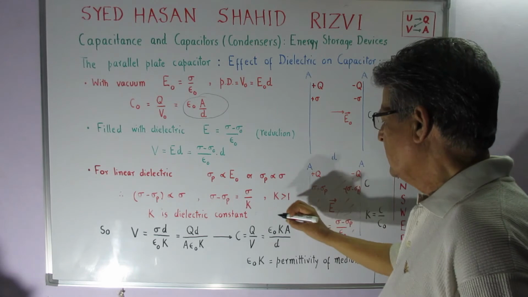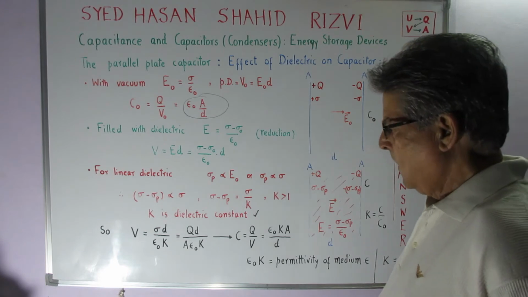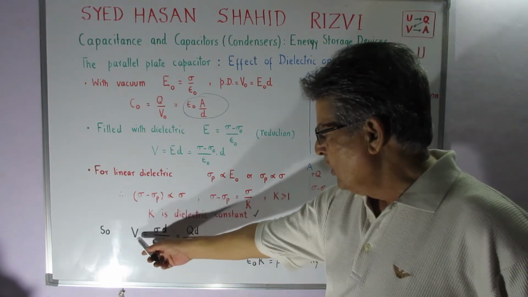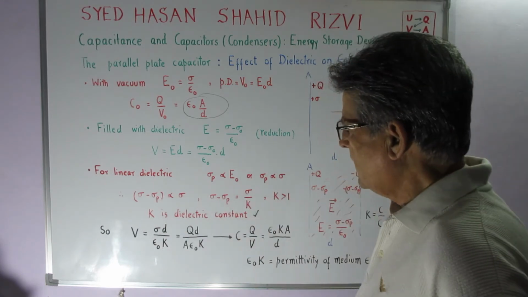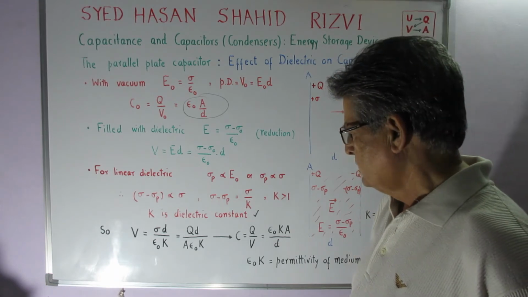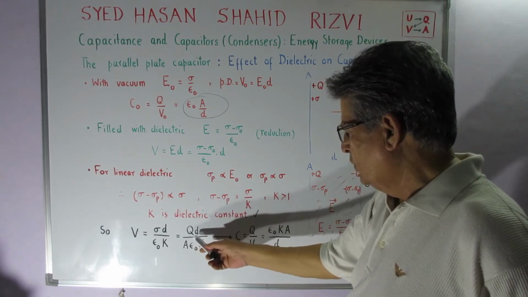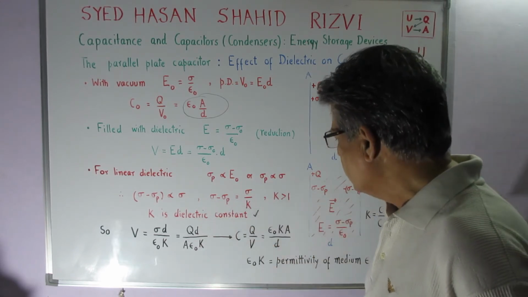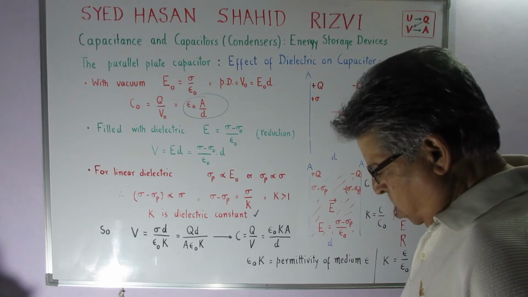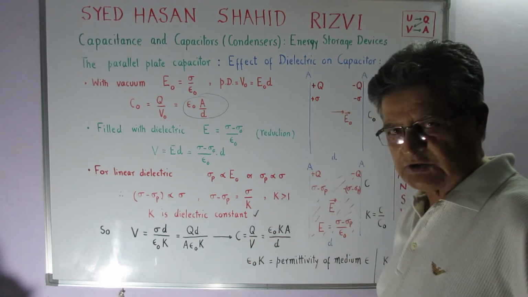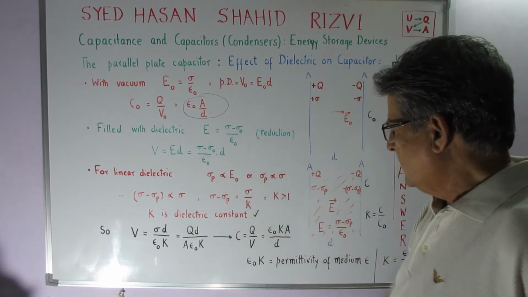So I get this relation. Therefore I can write that the new voltage which is developed is sigma d upon epsilon naught K, and sigma is equal to Q upon A. So I can write this as Q d upon A epsilon naught K, or epsilon naught K A. So from there I can write the new capacitance, which is Q upon V. The value of V is there, so I can write this.